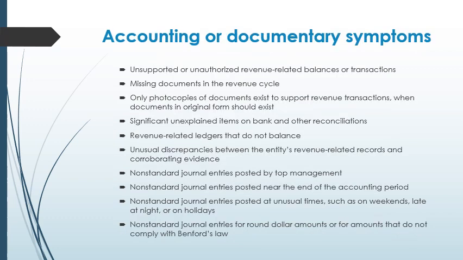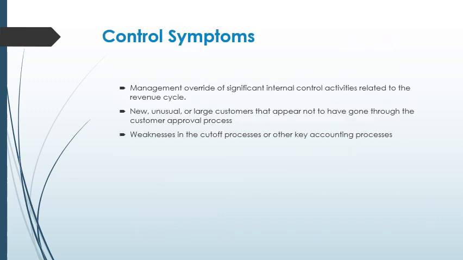at similar amounts. Accounting or documentary symptoms include unsupported or unauthorized revenue-related balances or transactions, missing documents in the revenue cycle, only photocopies of documents exist to support revenue transactions when originals should exist, significant unexplained items on bank or other reconciliations, revenue-related ledgers that do not balance, unusual discrepancies between the entity's revenue-related records and corroborating evidence, non-standard journal entries posted by top management or near the end of the accounting period or posted at unusual times, such as on weekends, late nights, or on holidays, or journal entries for round dollar amounts or for amounts that do not comply with Benford's law.